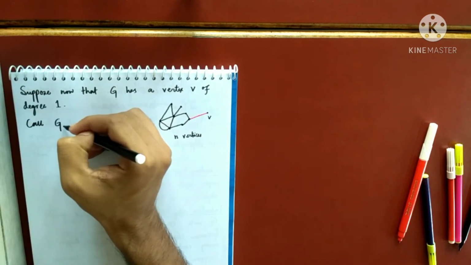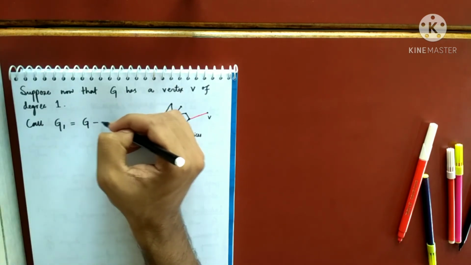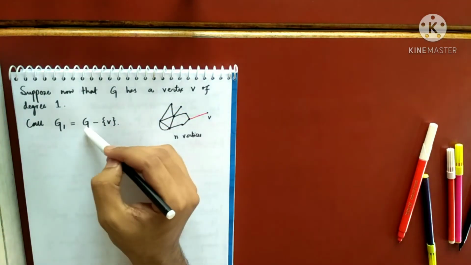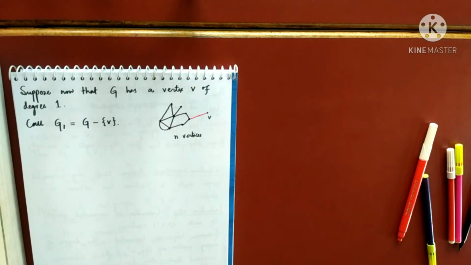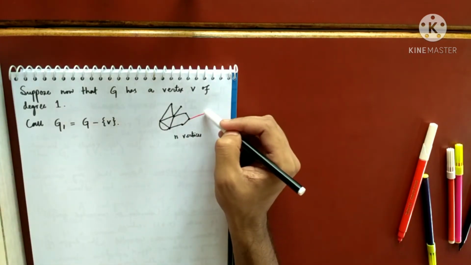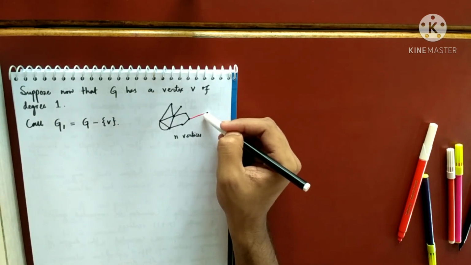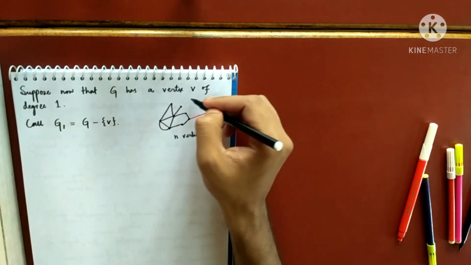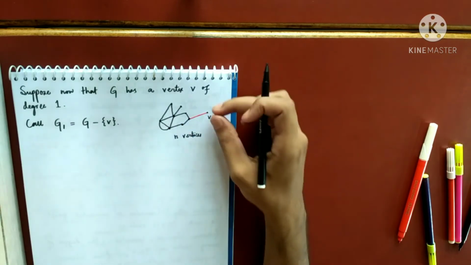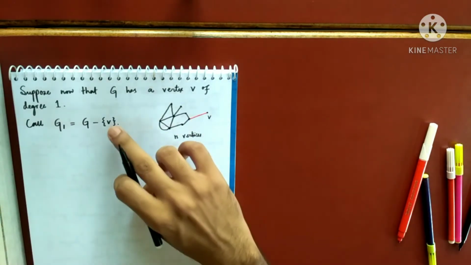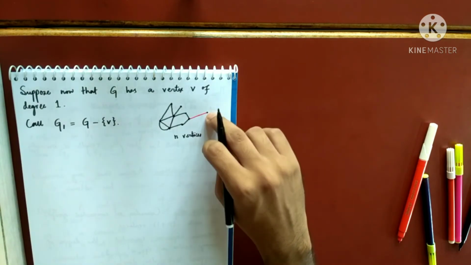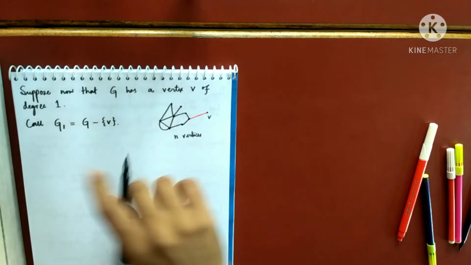Call G1 equal to G minus V. So I have already explained what I mean by G minus V. What was the meaning of G minus V? I am removing this vertex V and all the edges incident to this vertex V. So if this is my graph G, from this graph G, I am removing this vertex V, and along with that vertex, I am removing all the edges which are incident to V. So this is my new graph G1.